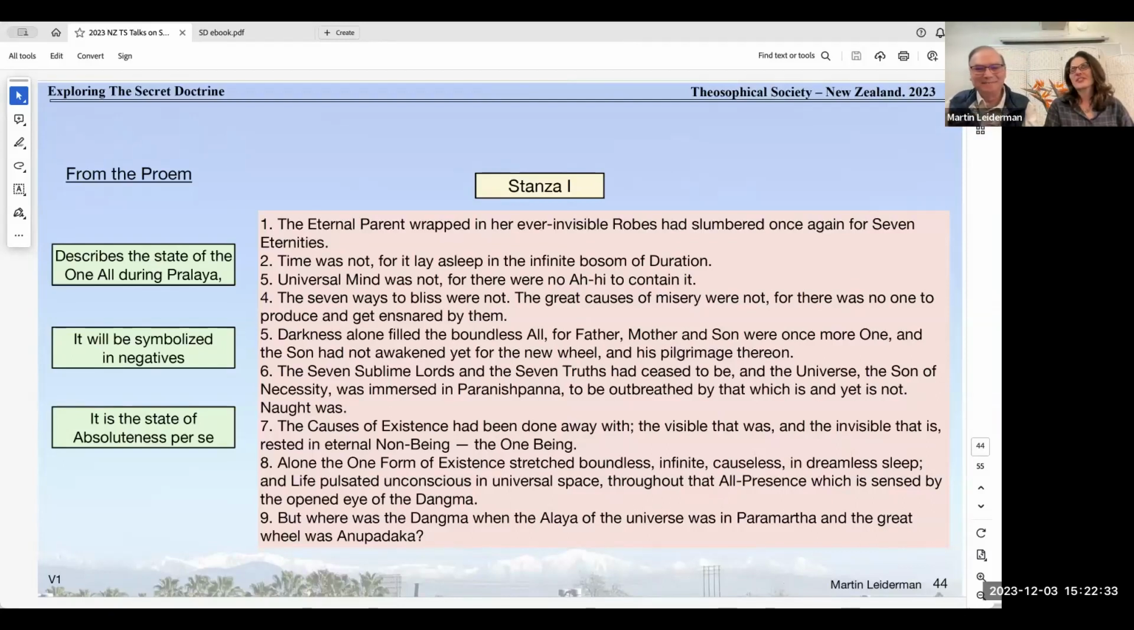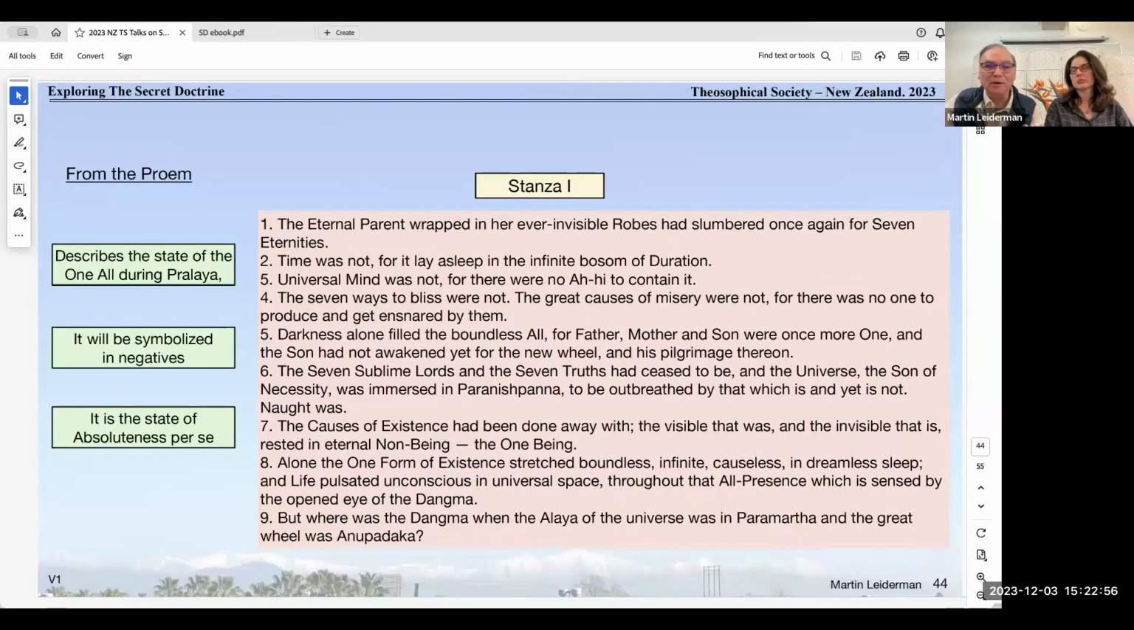Darkness alone filled the boundless all. Okay, so you see that? Is it described in the negative? Not really. Why? Because darkness is nothingness, is the totality, is the one all. And the one all is the boundless all. So the white disk with the point, this is the universe, is in darkness.